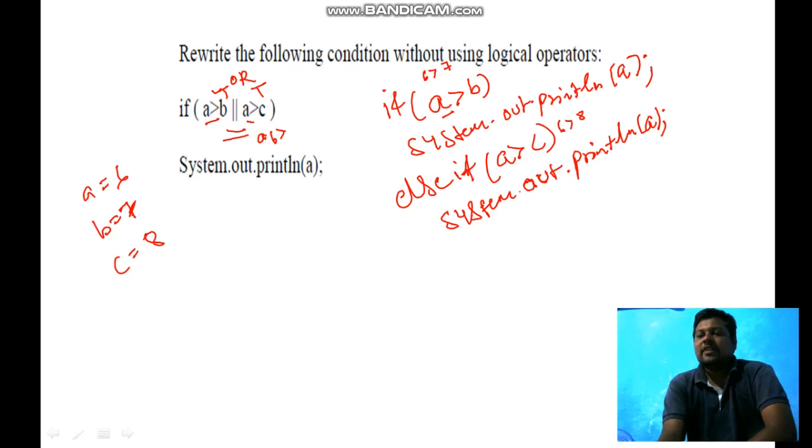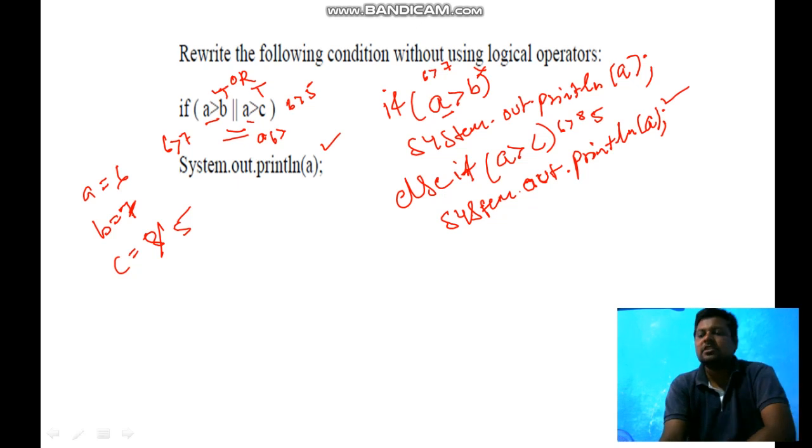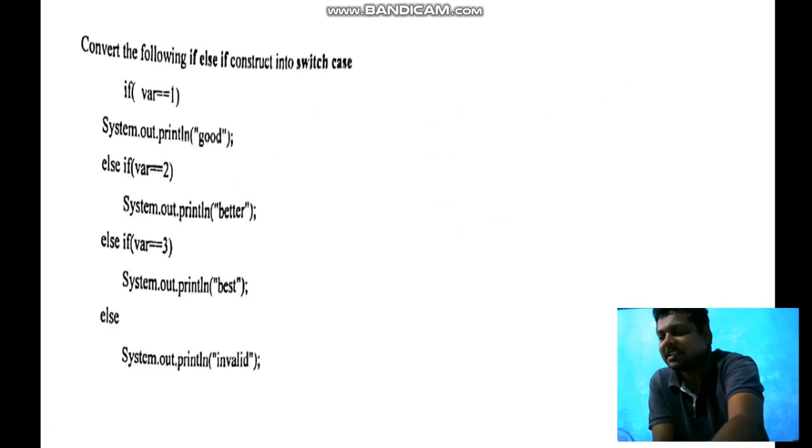For example, if any condition is true, for example c value is 5, a greater than b, 6 greater than 7 is false, 6 greater than 5, yes, it will print. Here also a greater than b, 6 greater than 7 is false, again it will come here, 6 greater than 5, yes, it will print. So it works the same. Now we have written the same without using the logical operator. Okay, next we'll see another problem.